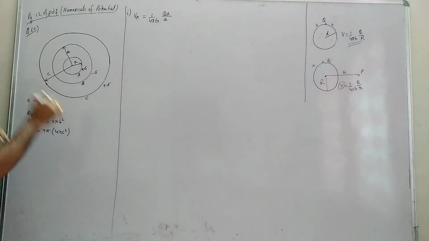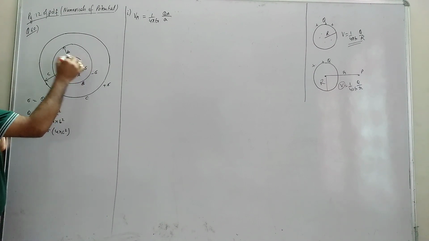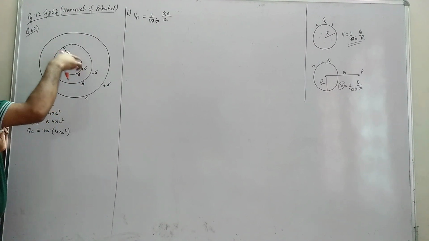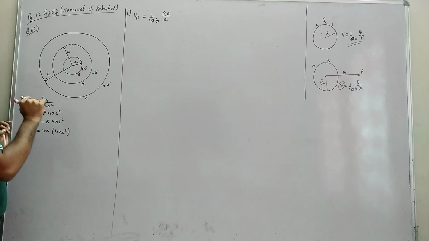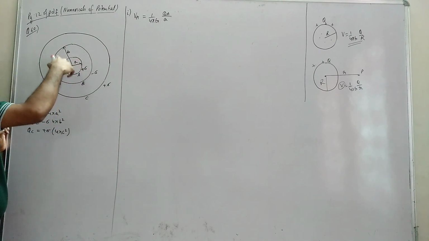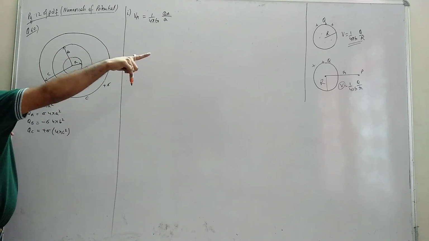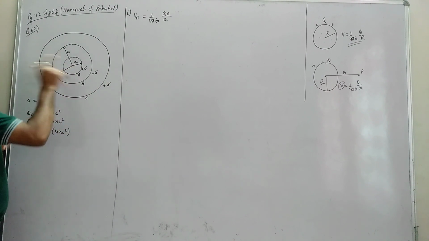Because we need to find the potential at A, first we will think about the charges on A. Potentials are due to charges. So due to the charges on A, the potential will be on its surface. For the surface, what is the formula? 1 by 4 pi epsilon Q by radius. So what is the radius of A?